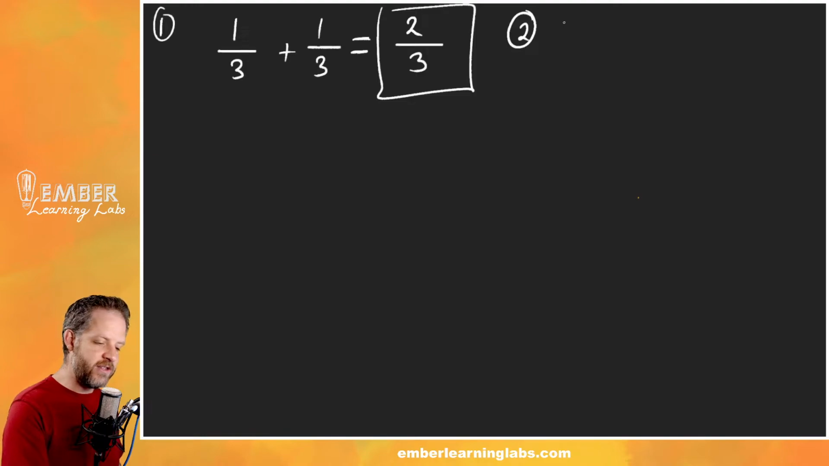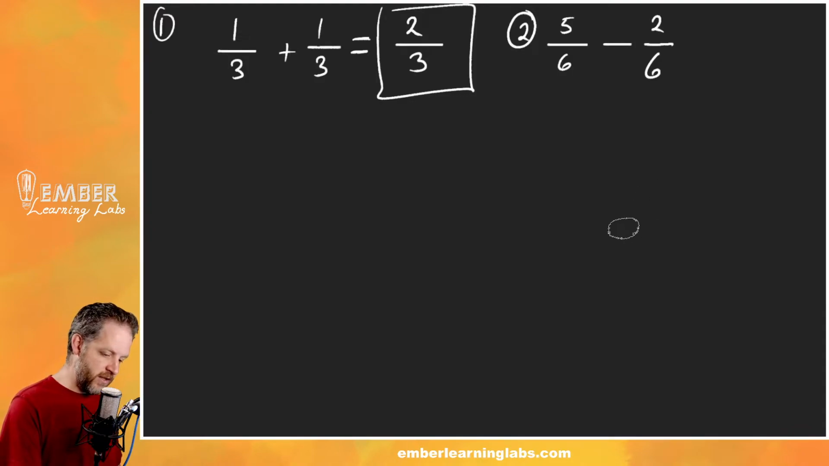So let's do 5/6 minus 2/6. Okay, this one, if you're jumping ahead in your head, you may say, oh, this one's going to need to be reduced. And if you're not, that's also fine. So 5 minus 2 is, of course, 3. And then we leave the denominator the same.